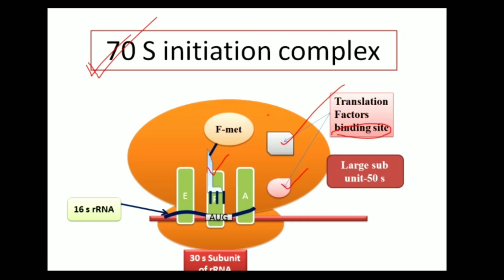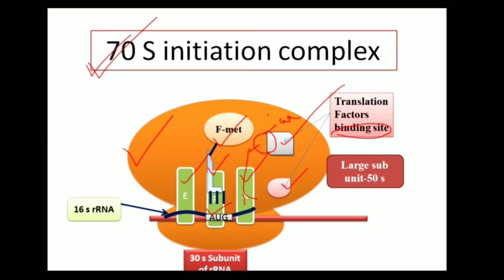But now what happens after the binding of this large subunit with the small subunit? Now this tRNA can bind with the start codon here, and the E site and the A site are now free. So in the next step, during the elongation part, the next tRNA will come and bind with the A site, where it will be charged with another amino acid, but this will not be formylated.